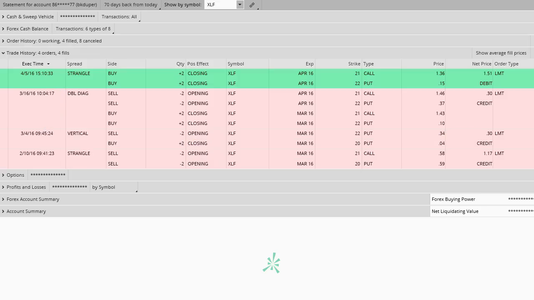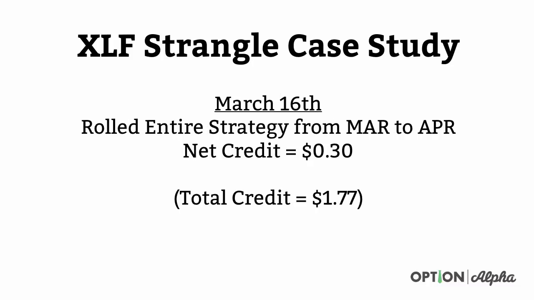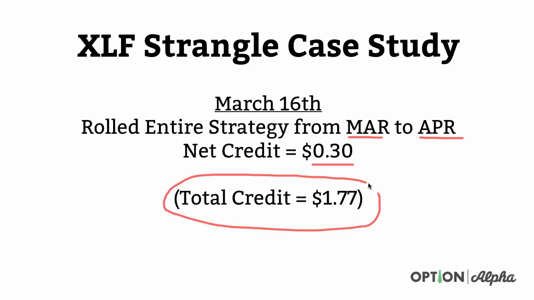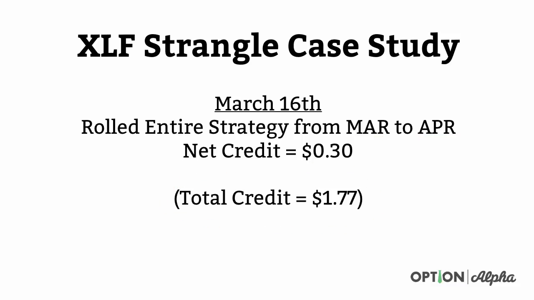As the stock continued to rally and continued to move higher, on March 16th, we rolled the entire strategy from March to April. Now, this is really important because now, instead of just rolling up the short strikes, as we wanted to do, because we didn't want to go too inverted here. Remember, we now had the 22 puts and the 21 calls, so we were about $1 inverted. But what we ended up doing as we went closer to March expiration is we rolled the entire strategy from the March contracts to the April. We kept the exact same strike prices, and again, we took in a net credit of 30 cents. So now our total credit is up to $1.77 on this entire XLF strangle.